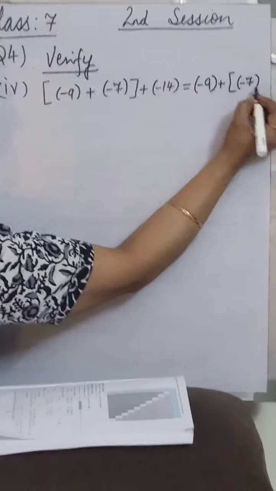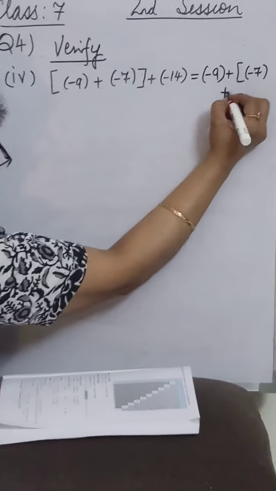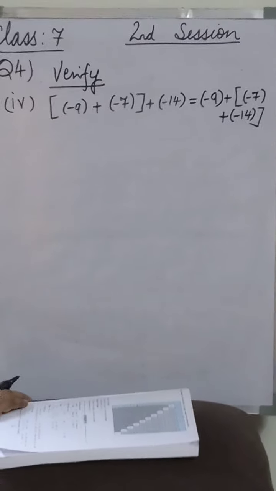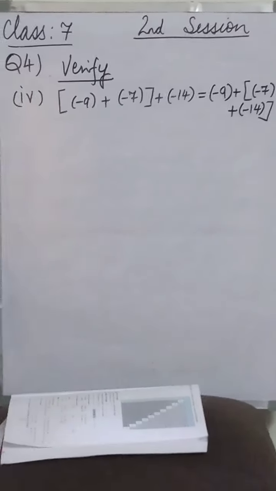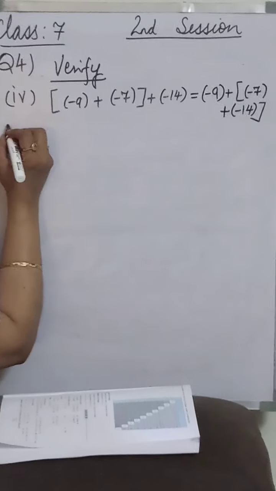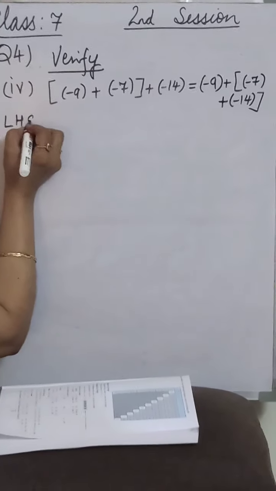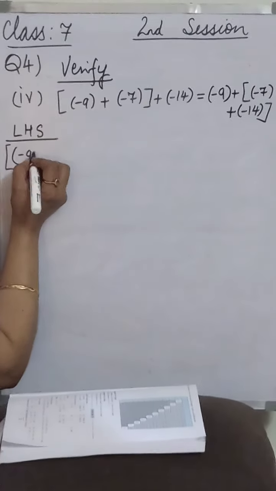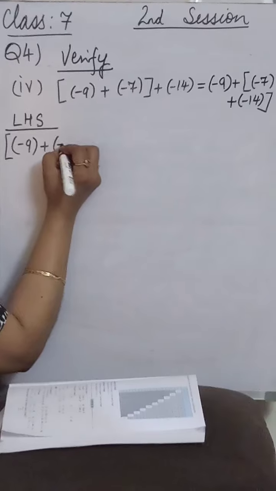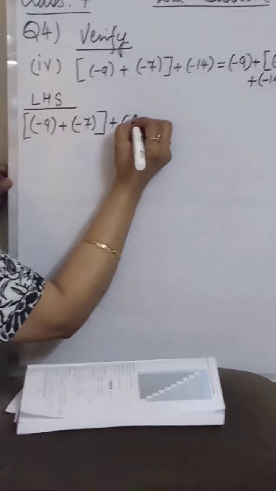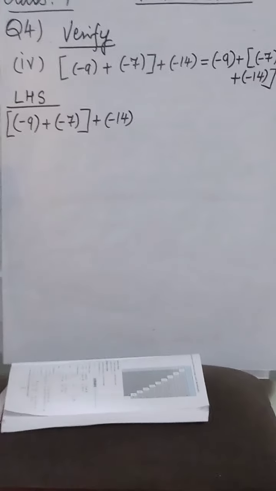That is grouping. Firstly, we had a group of minus 9 and minus 7. Now we are having a group of minus 7 and minus 14. Which property is it? It is the associative property. We need to verify. So firstly we copy down the LHS part: minus 9 plus minus 7 in the square bracket, and then we have minus 14 in the bracket.